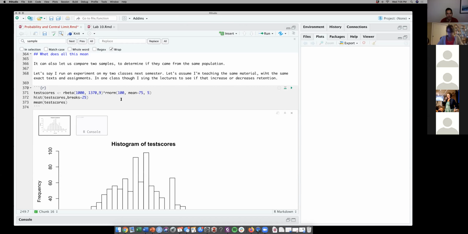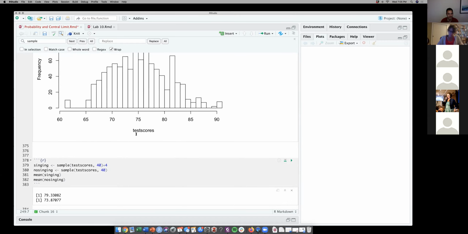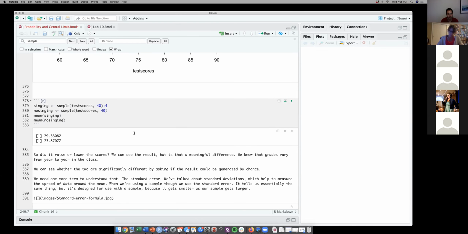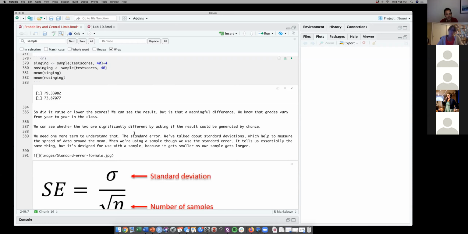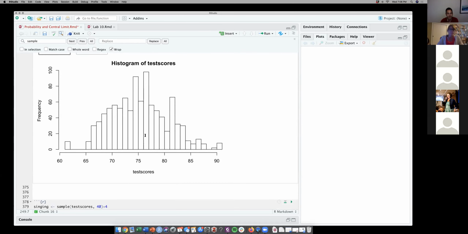And so I've got my two classes next fall, I guess. In one of them I sing, and in one of them I don't sing. In the one that I sang to, they get a 79. And in the one they don't sing to, they get a 74. Both of those numbers are within the normal range of data for my classes in the past. Classes have gotten 79 and done even better. Classes have gotten 74 and even worse. All of this is just normal data, normally within the range of this class.